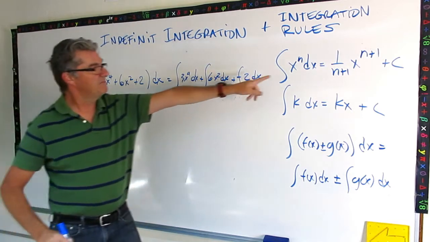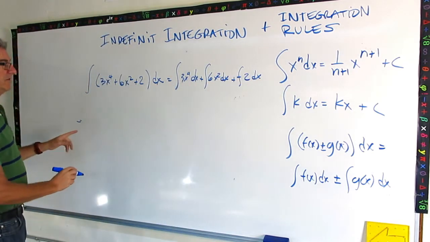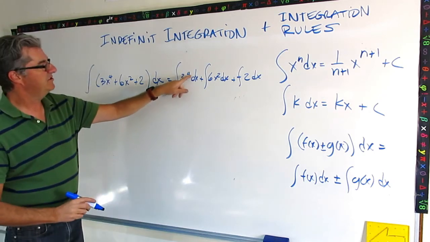So now I can use my power rule to evaluate each of these individual integrals. So the first one, 3x to the 4th.